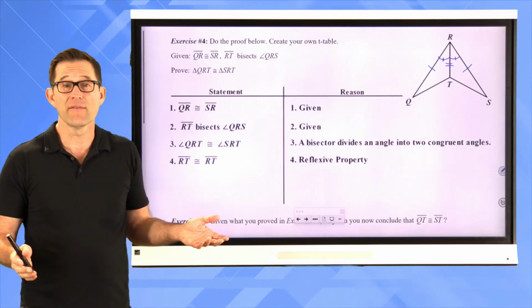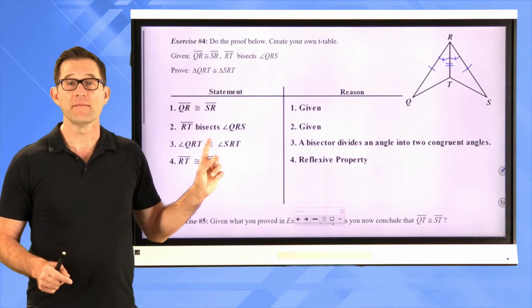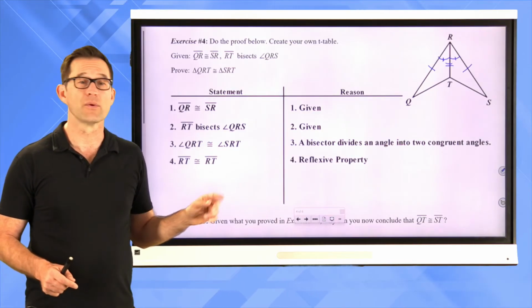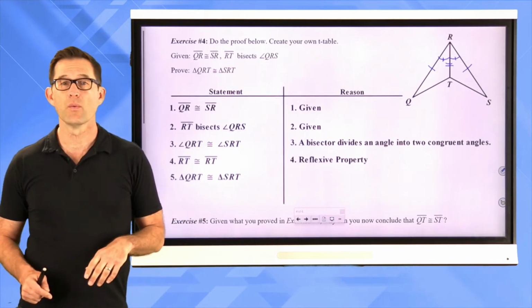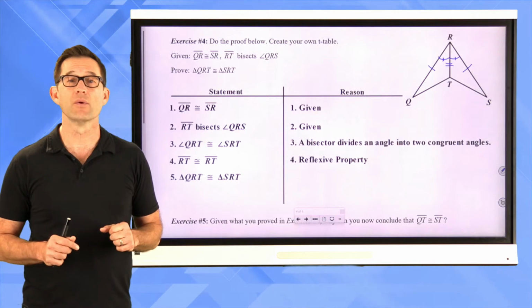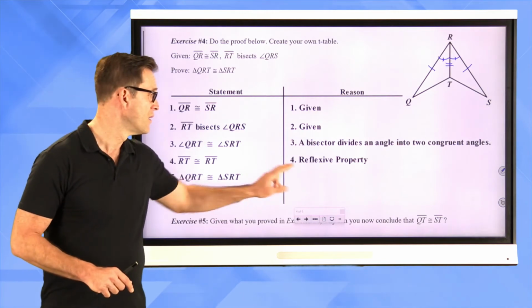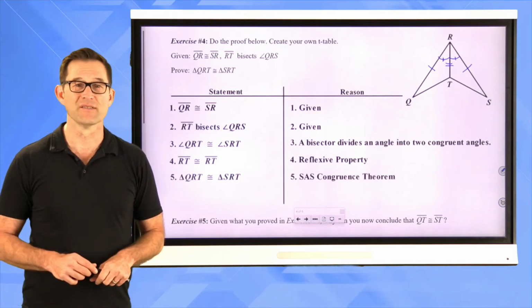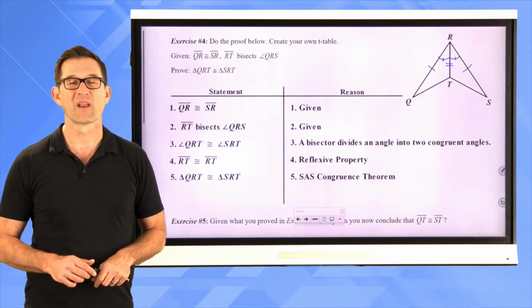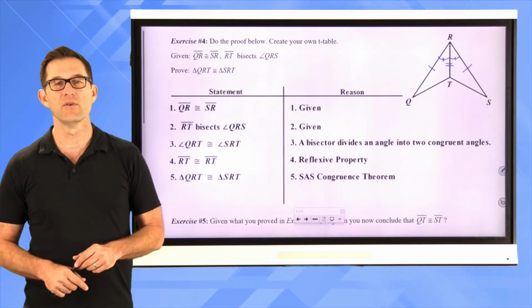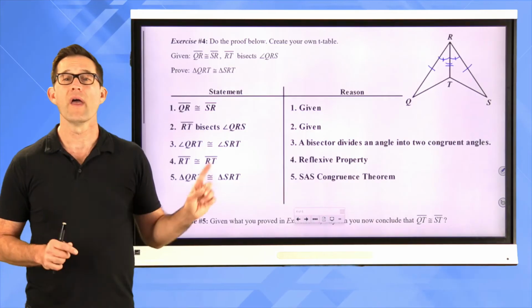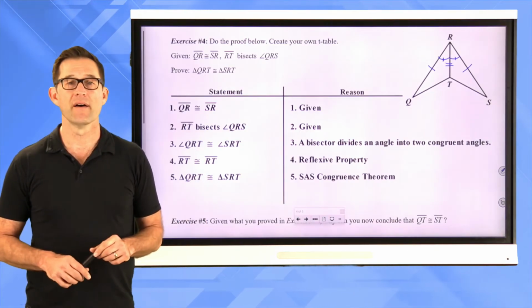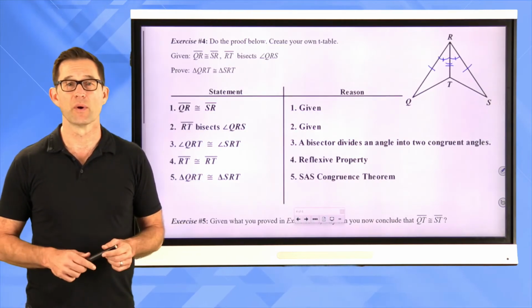So finally, we have it, right? A side equal to a side, an angle equal to an angle, a side equal to a side. So we've got triangle QRT congruent to triangle SRT, the reason being the side angle side congruence theorem. All right, just like before, what I'd like you to do is take a moment, pause the video, and write down anything that you may have missed because I was going too quickly.